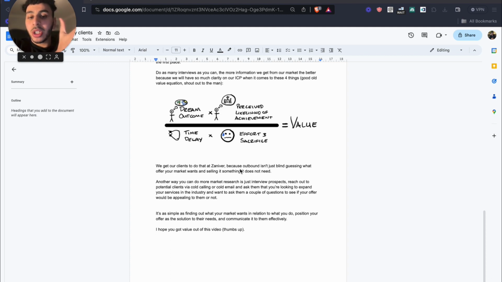Just find out what your market wants and position your offer as the solution to what they want, to their needs, and just communicate it effectively. That's it. It's nothing crazy. It's not personalizing a million different emails via AI. It's nothing like that. It's purely just find out what the market wants, find out what it's struggled with, find out what the pain points are, position your offer so it covers all these three things, and that's it.